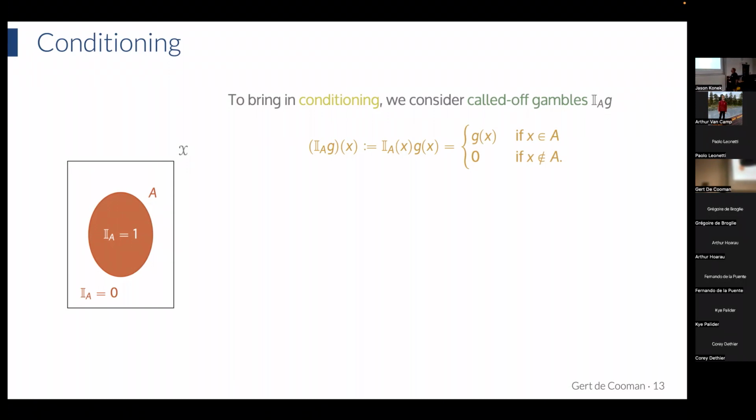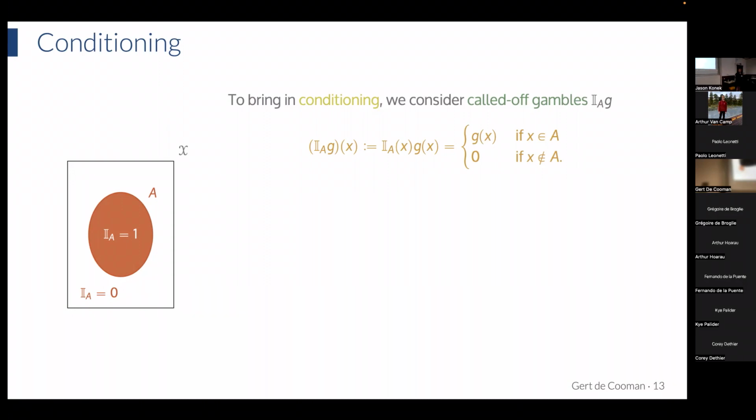So let's look again. We have an event A, and we're going to look at desirability statements conditional on this event A occurring. Again, I'm looking at this event A. It's a subset of the possibility space here, and the indicator is 1 on that set and 0 outside. Now, if I have a gamble G, then I will introduce a called-off gamble, which is just the product of G with the indicator of A.